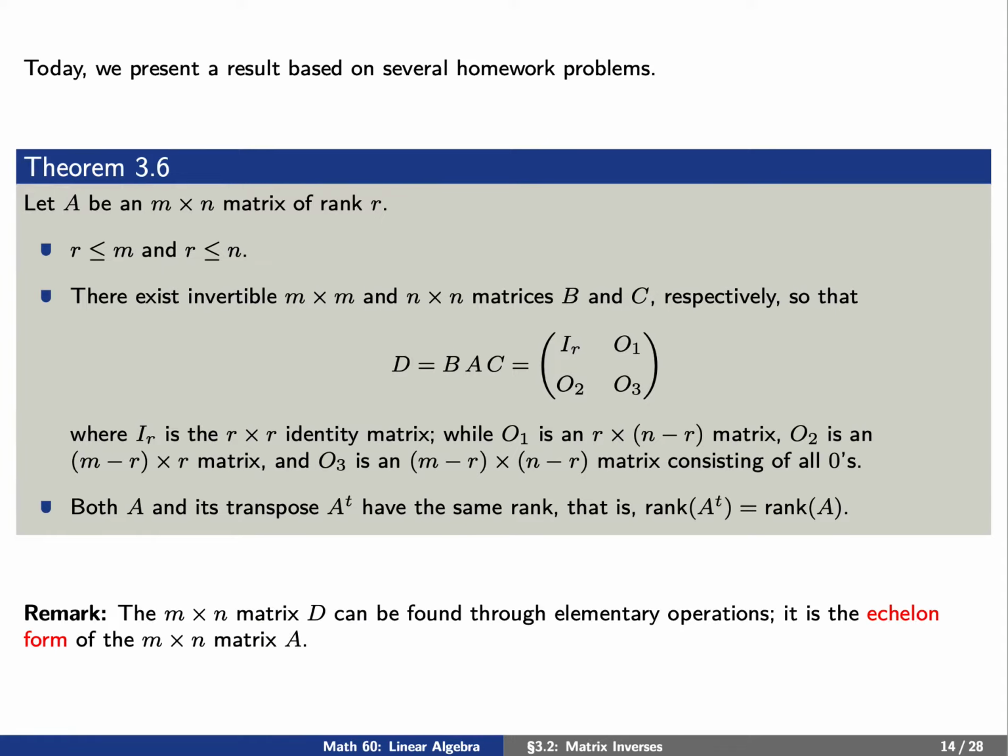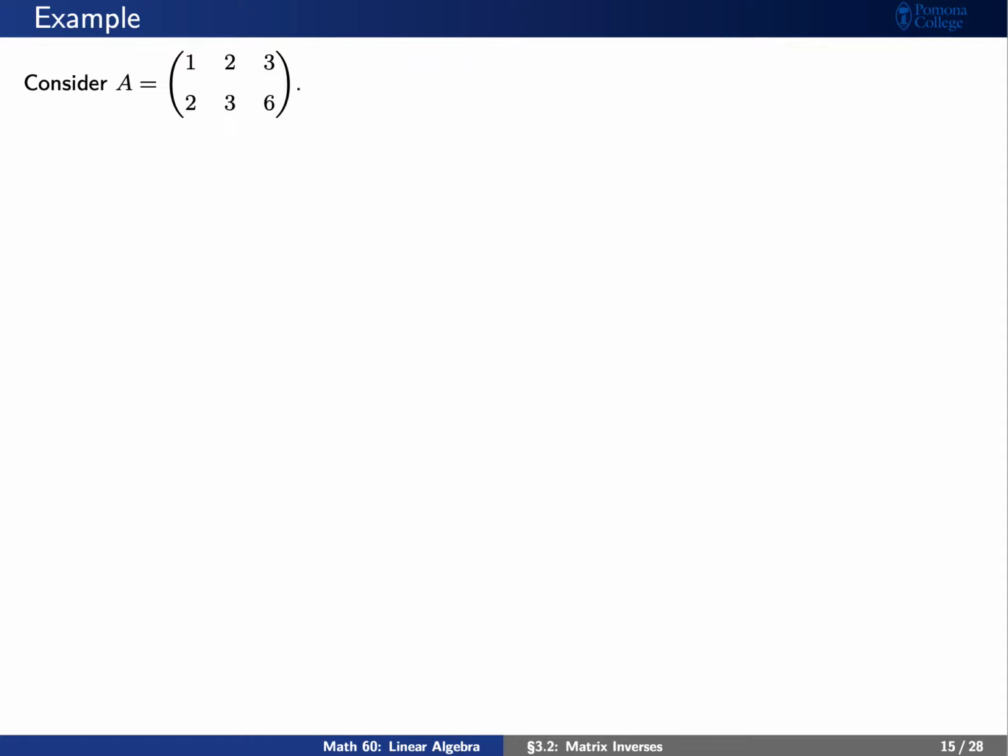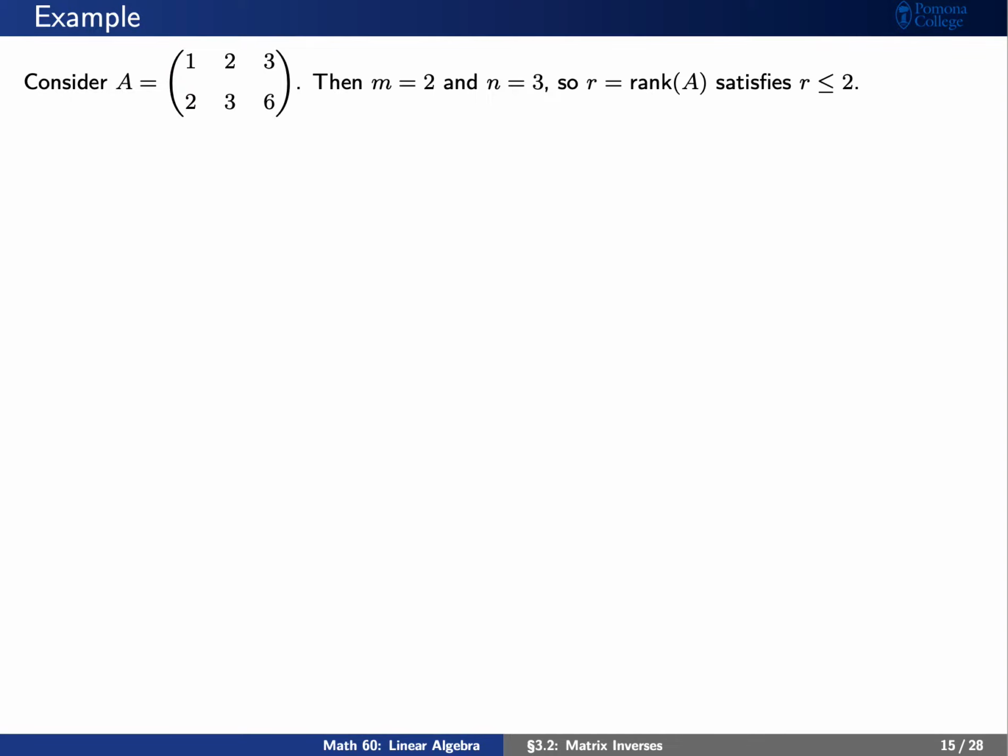As a remark, our m by n matrix D can be found through elementary operations. Later we'll see that this is what's called the echelon form of the matrix A. Before we go any further, let's try to discuss an example. Let's consider the matrix you see here on your screen. This is a 2 by 3 matrix. That is, it has 2 rows and 3 columns. Notice that the rank R must be less than or equal to 2 because R is never greater than the number of rows or the number of columns.